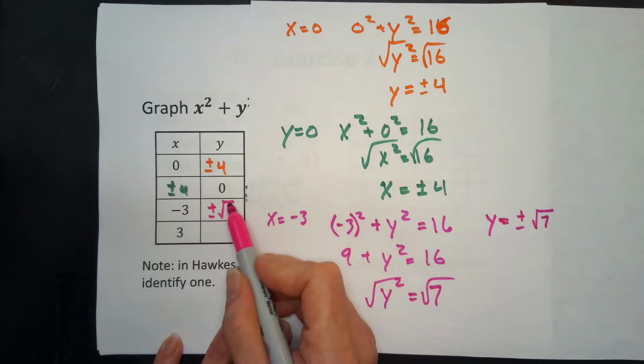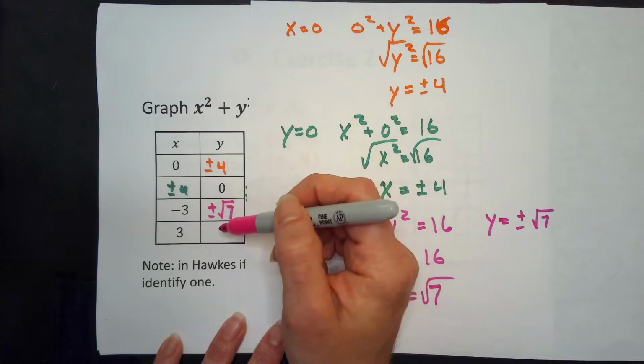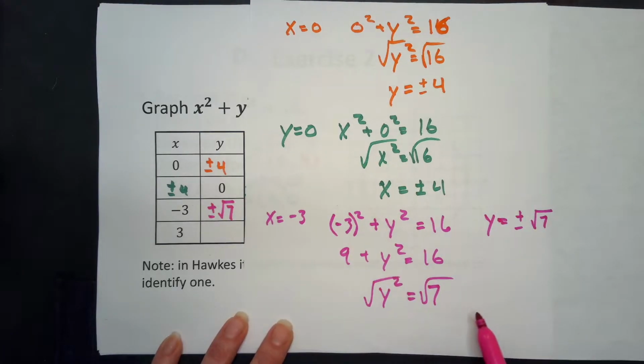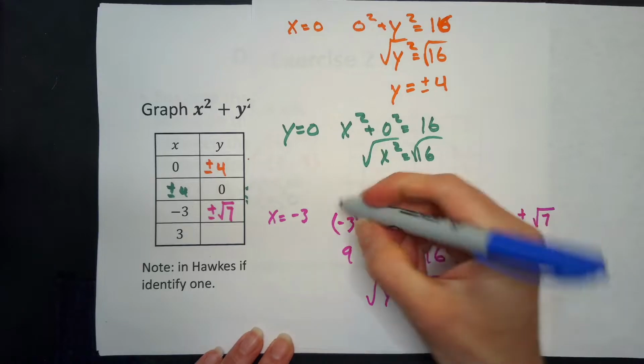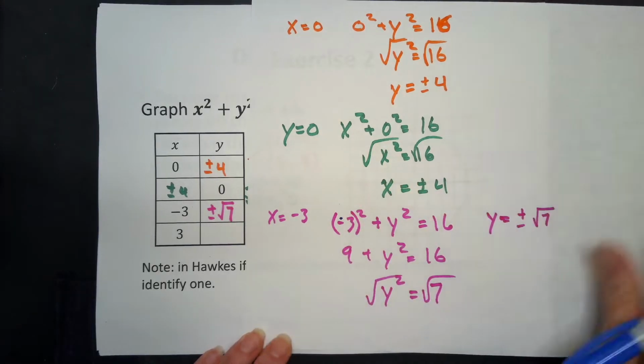And remember, you only have to put one of these values in here. You only have to put the positive or the negative version. You don't have to put both. And then you could go on and do the same thing for 3, and we'll get a very similar answer.